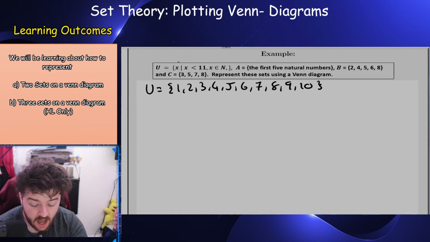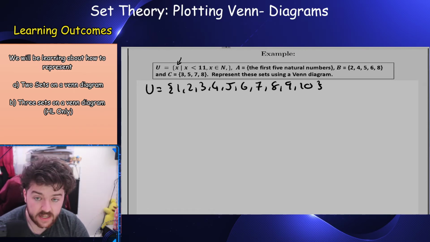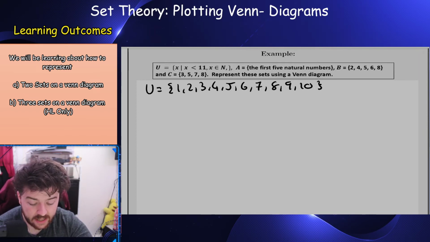So basically this means I have a set that's made up of x, yeah? And it's just telling me here, my rule is x, so I'm not doing anything to my number. And x is less than 11, and x is an element of natural numbers.